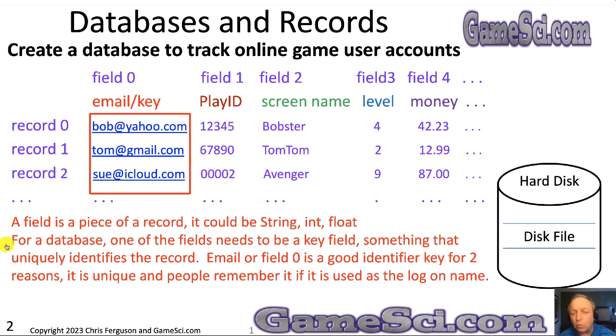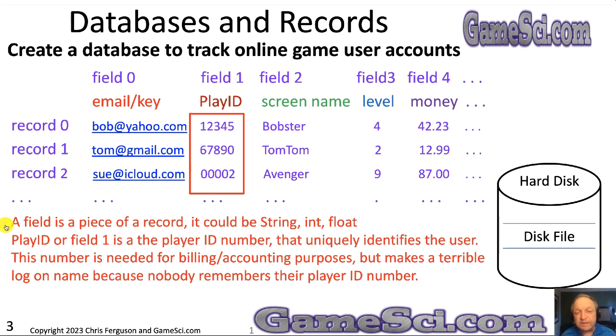For a database, one of the fields needs to be a key field, something that uniquely identifies the record. Email, or field 0, is a good identifier key for 2 reasons. First, it's unique, and second, people remember it. It could be used as their logon name.